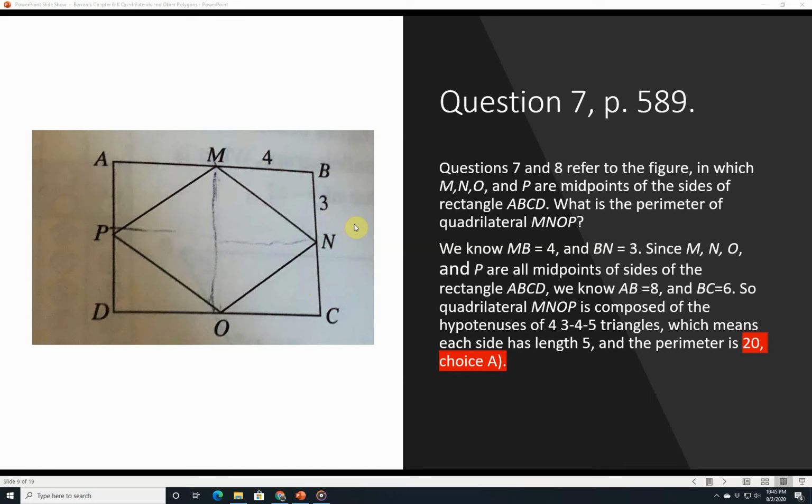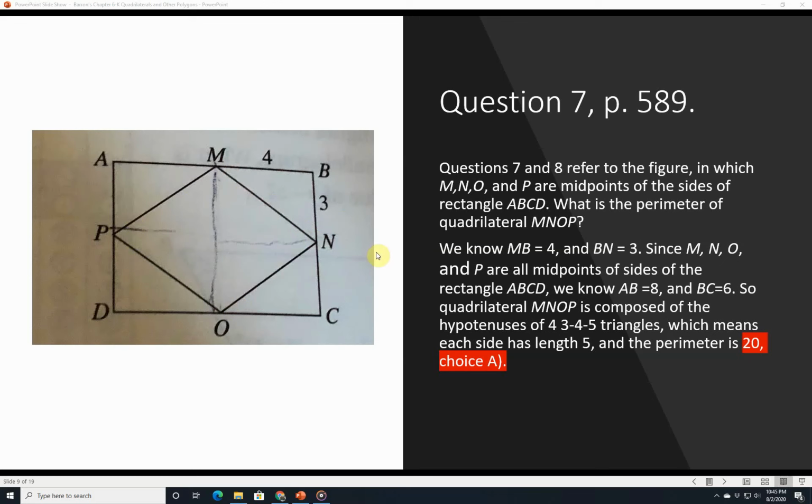Okay, so the quadrilateral MNOP is composed of the hypotenuses of 3, 4, 5 triangles. Hopefully you just recognize that. If you don't, just know you have to figure out the hypotenuse. So this is a squared plus b squared equals c squared. 4 squared is 16, 3 squared is 9, 16 plus 9 is 25. So that means this is the square root of 25, as is this, as is this, as is this.